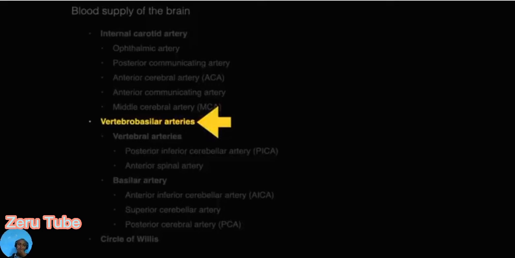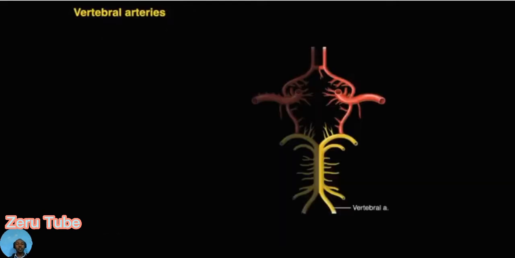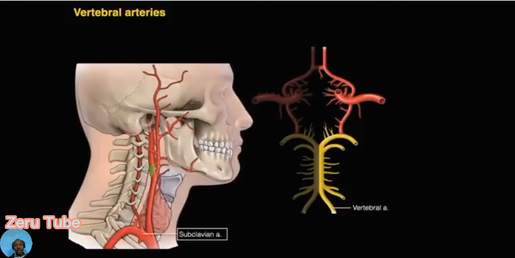So we have different branches of the vertebrobasilar artery. One, the vertebral artery, which gives rise to the posterior inferior cerebellar artery, called PICA, and the anterior spinal artery, which arises from the vertebral artery; and the second branch is the basilar artery. Look, the vertebral artery mainly arises from the subclavian artery.